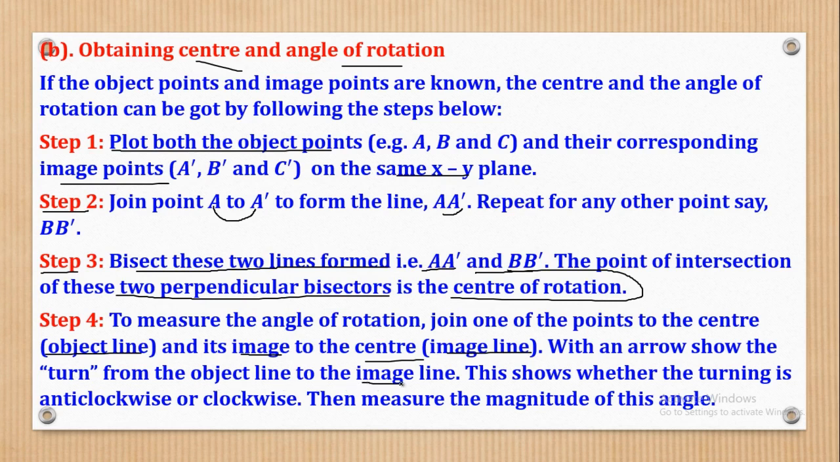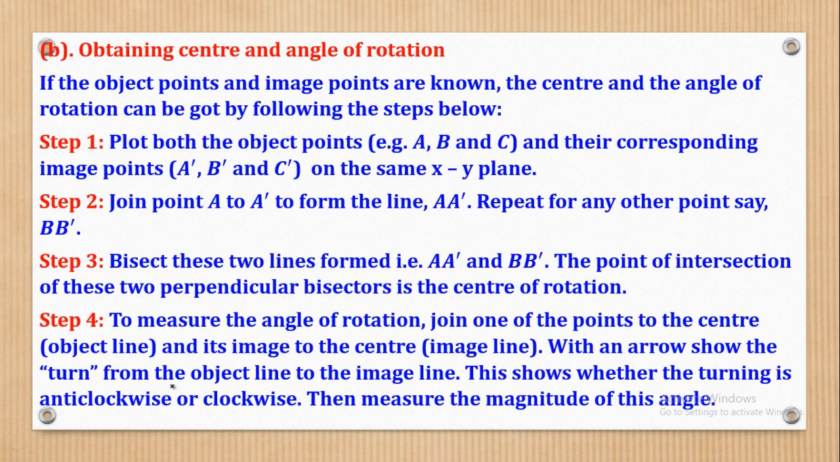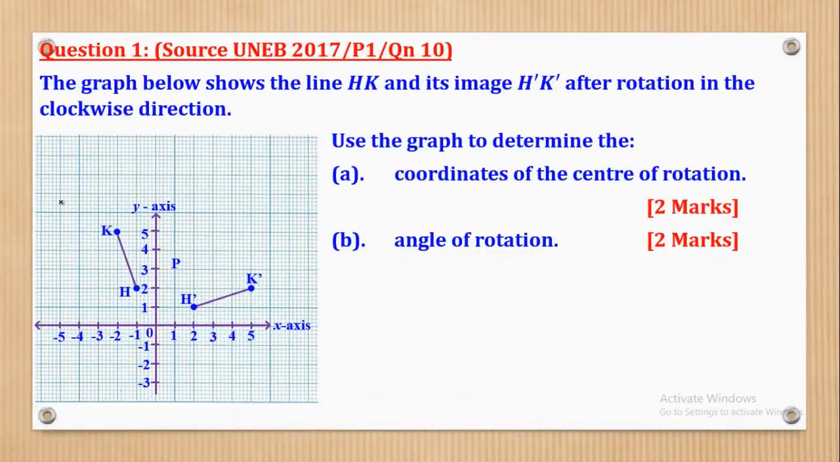So that arrow helps you to know whether it will be clockwise or anti-clockwise. So this shows whether the turning is clockwise or anti-clockwise. And after that, we shall measure the angle using a protractor. Measure the magnitude of this angle using a protractor. So basically, those are the steps to use to get the angle and center of rotation. Now let's look at the worked examples.